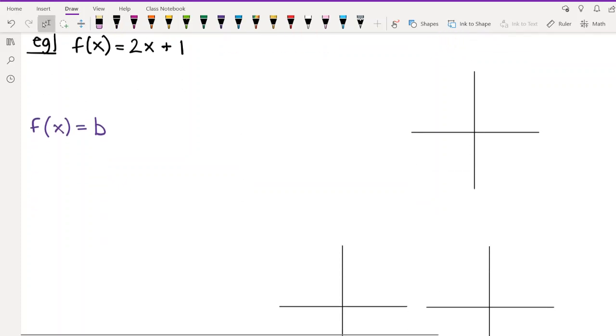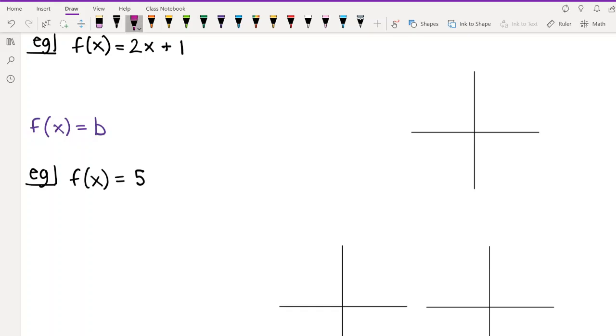Okay, so f of x is equal to b. What I mean by that is some kind of function that looks like f of x is equal to 5, or f of x is equal to 3, or f of x is equal to -7. So it's just f of x is equal to a number. And this type of function is what's called a constant function.